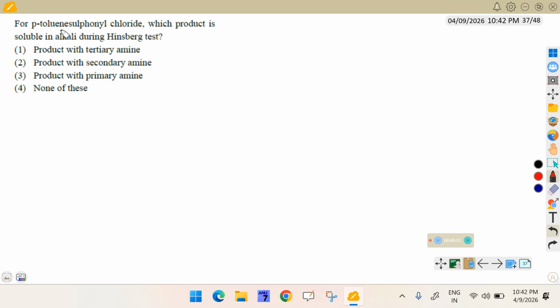For para-toluene sulfonyl chloride, which product is soluble in alkali during Hinsberg's test? Which product is soluble in base? If the amine is primary amine, it is soluble in base.